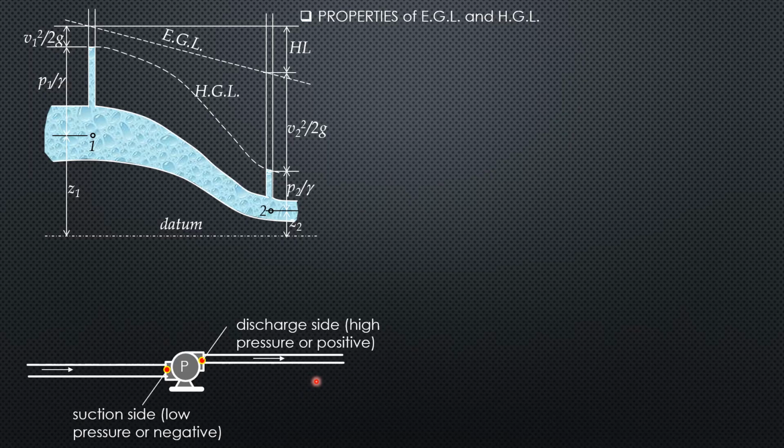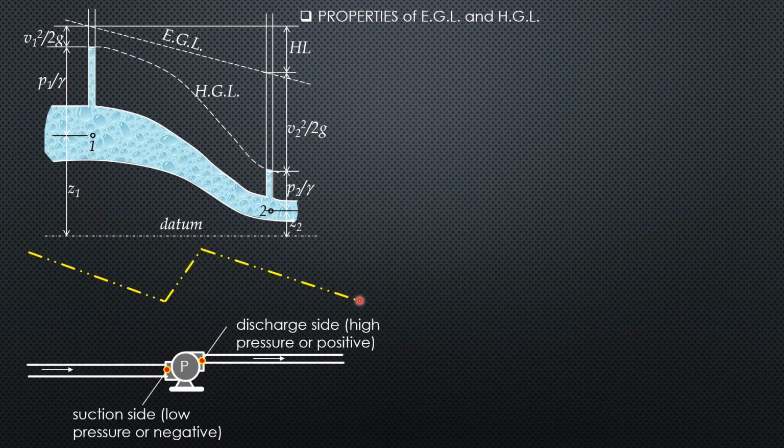So the energy grade line always slopes downward in the direction of flow. It rises because of this pump here. Then from this point down, it again slopes downward. So the drop in the energy grade line is the head loss due to friction of this pipe. Then it rises because there is a pump.